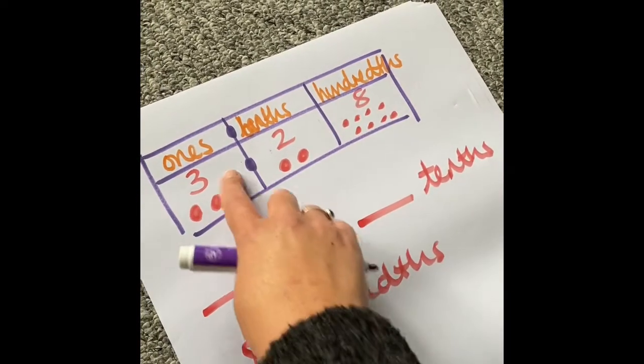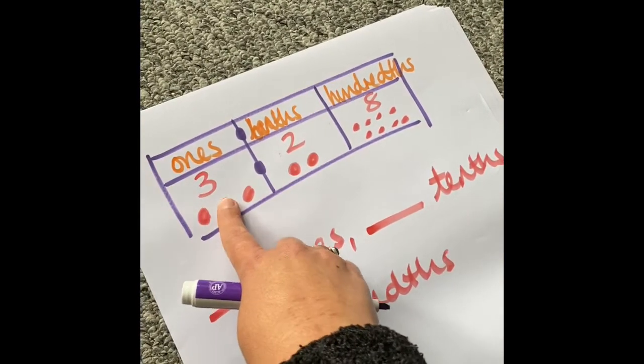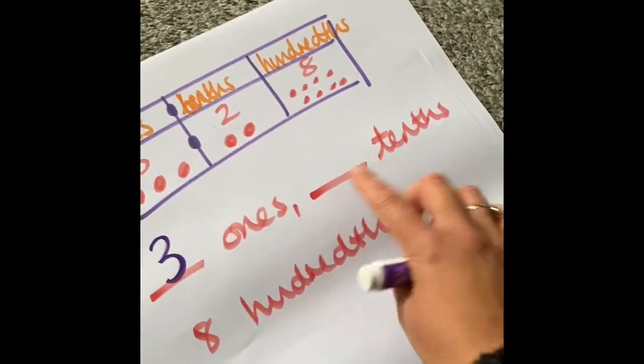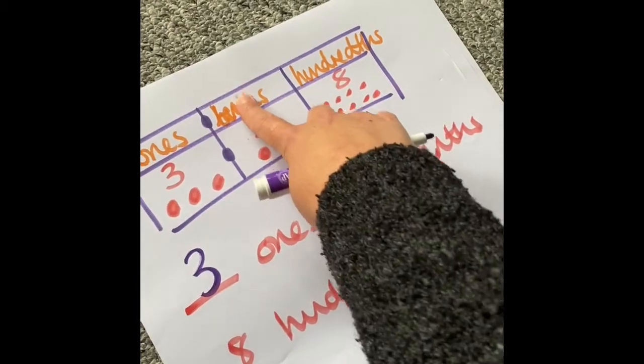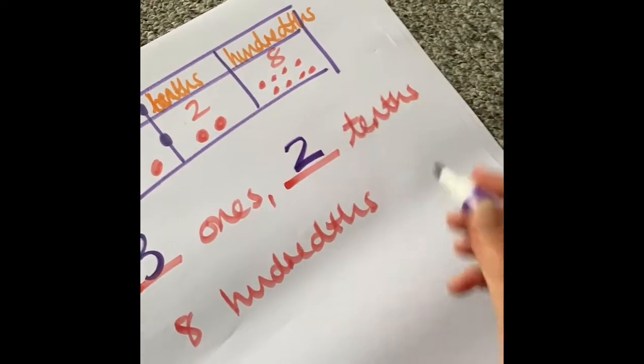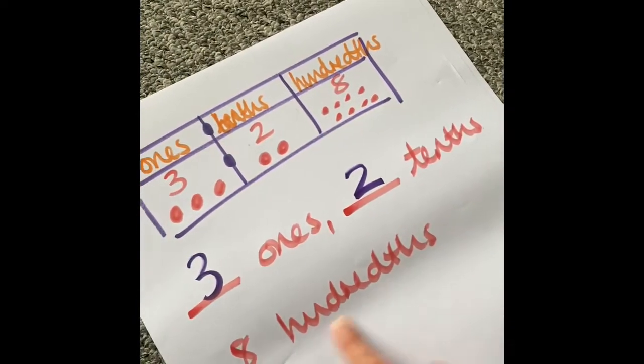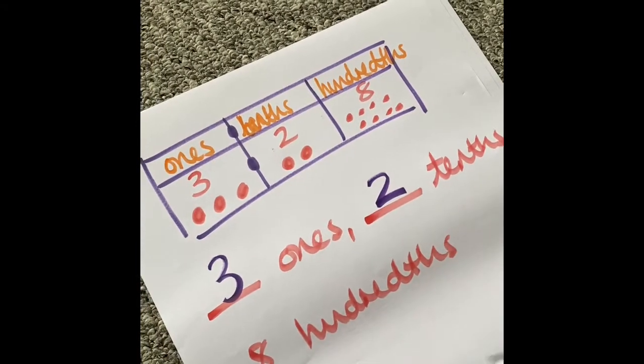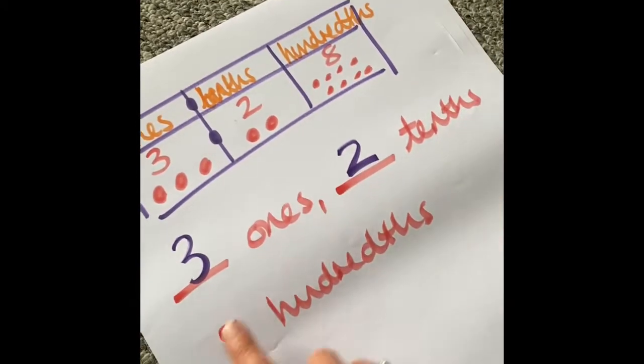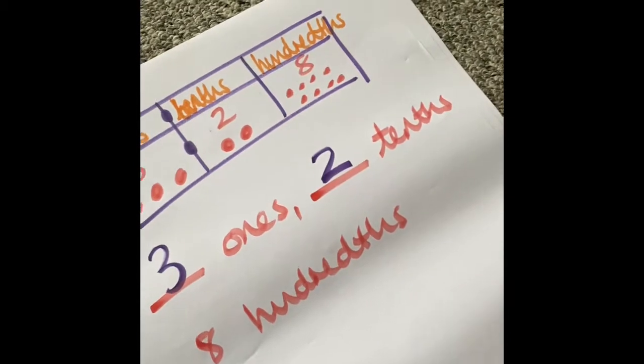My ones, I've got 3. 1, 2, 3. Tenths, 2/10, and 8 hundredths. So I didn't even get you to guess that one. I even wrote it there. So 3 ones, 2/10, and 8 hundredths.